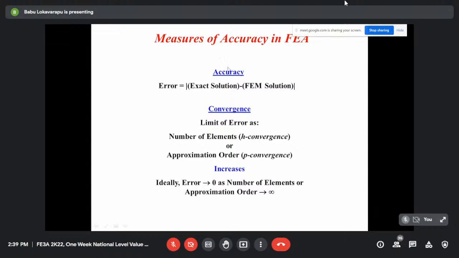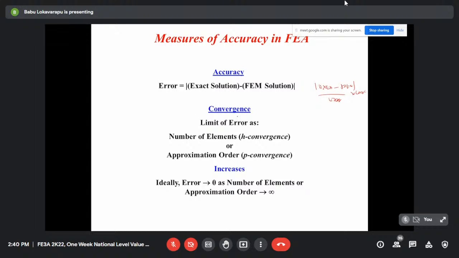What do you mean by accuracy? Whatever solution you get from FEM, you compare with the exact solution. This is what the error is. Generally, we express this as an error percentage: exact minus FEA, divided by exact, into 100%. We should express the error in this way. This is the accuracy.